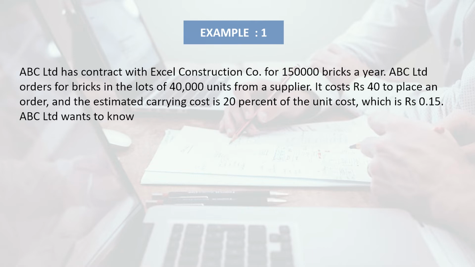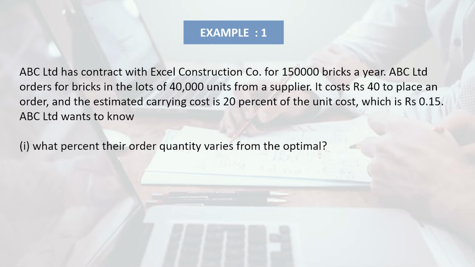ABC Limited wants to know what percent their order quantity varies from the optimal. It means if you have the optimal order quantity, how much your present order is varying from the economic order quantity. And the second, what this variation is costing them, if anything. Means how much the cost will be impacted if you change the order quantity from the optimal order quantity.